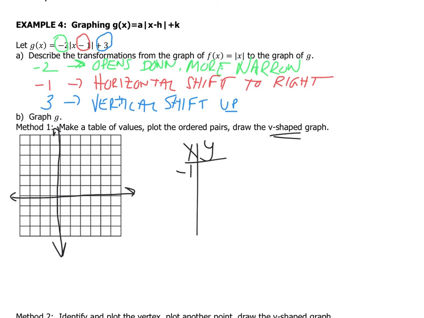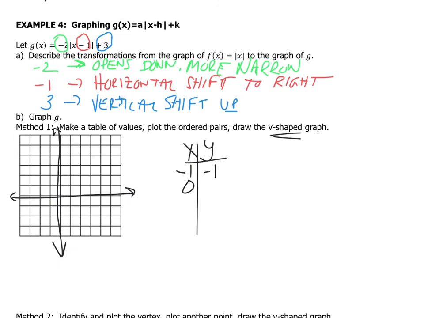So let's start with negative 1. If negative 1 goes in, there's a lot going on here. The inside becomes negative 2. The absolute value becomes positive 2. The times negative 2 is now negative 4. The plus 3 is negative 1. And you should just run through that to make sure you can see that.